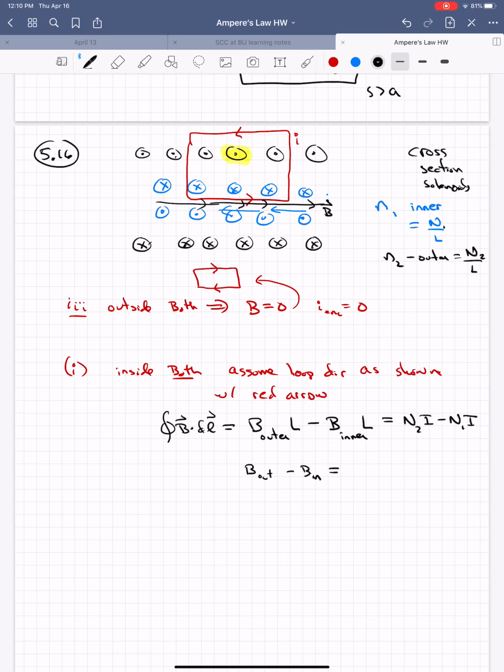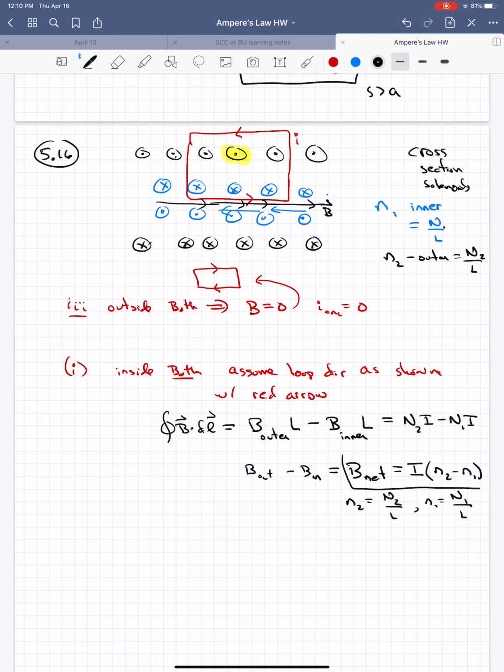Oh, this was just stupid. Let me start over. I could do it that way. Let me just call that B net. It would be equal to the current times little n2 minus little n1, where I've used that little n2 is capital N2 over L, and little n1 is capital N1 over L.